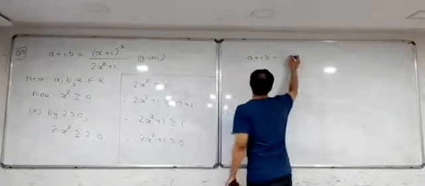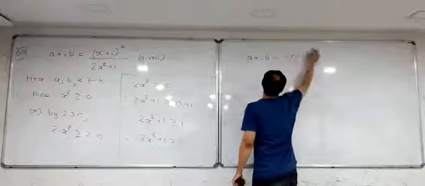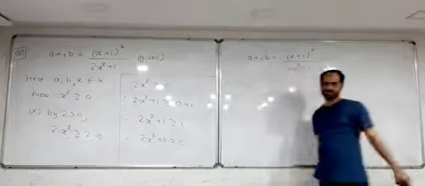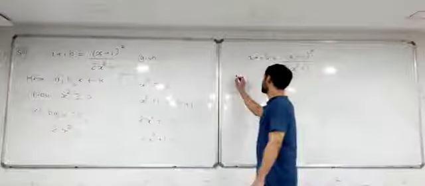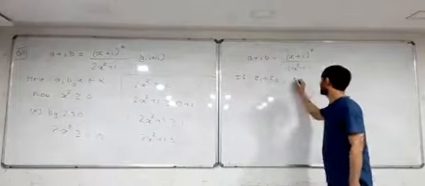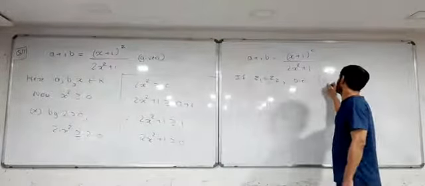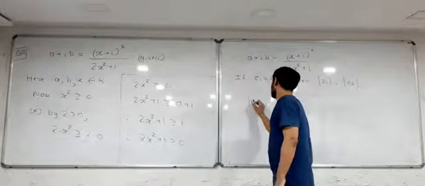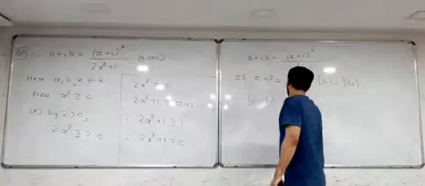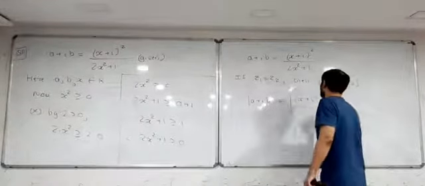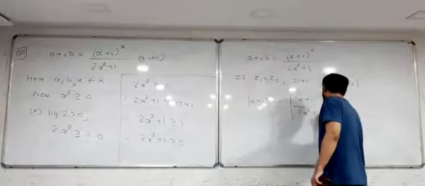Now, coming to the solution. a plus ib is (x plus i) the whole square, whole upon 2x square plus 1. Two complex numbers are equal. So if two complex numbers are equal, if z1 is equal to z2, then the magnitude of z1 is equal to the magnitude of z2. So therefore, modulus of a plus ib is equal to magnitude of (x plus i) the whole square, whole upon 2x square plus 1.